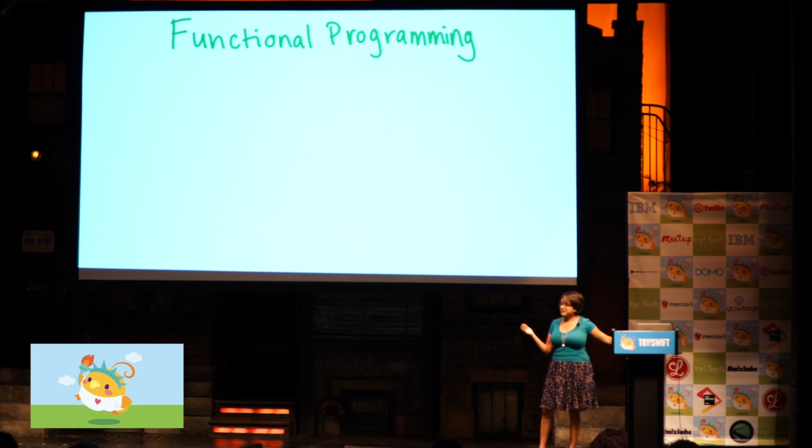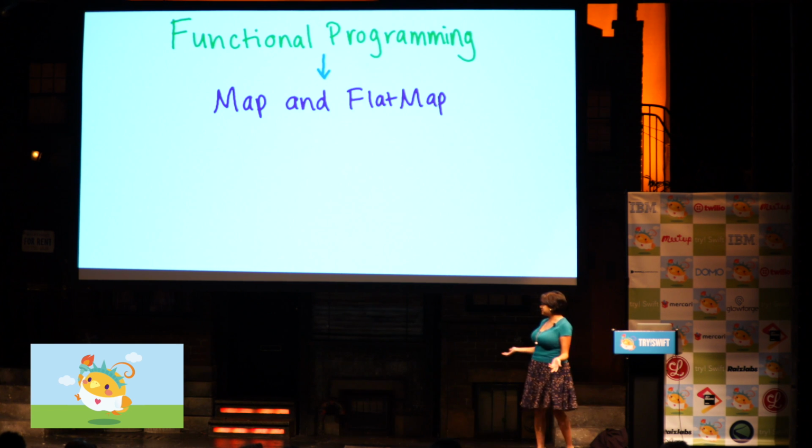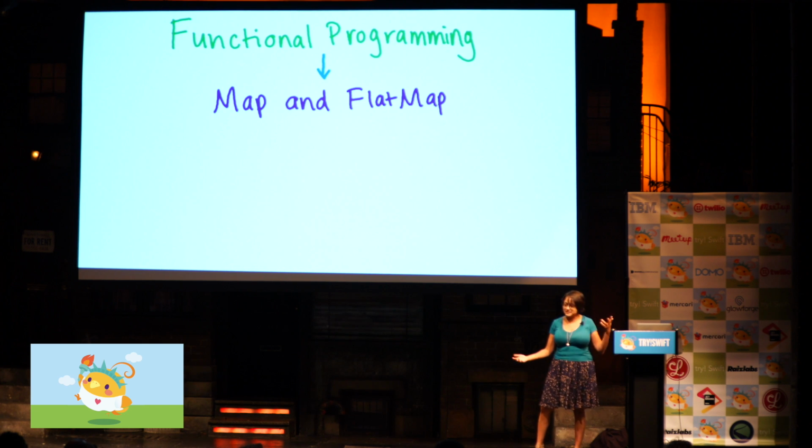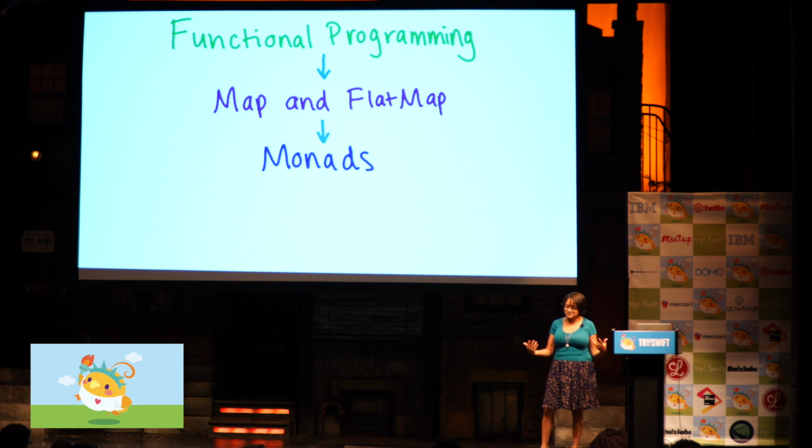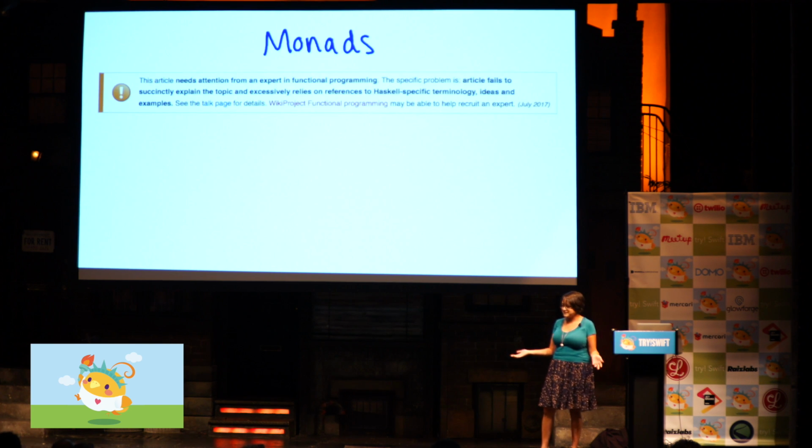So I asked my friends who do Scala what I should do to learn some functional programming. The first thing they tell me to learn about is mapping and flat mapping, which sounds awesome. So I'm listening to them explain it, and they say, okay, you need to go and learn about monads. So I do what I normally do, which is I go online and look it up on Wikipedia.